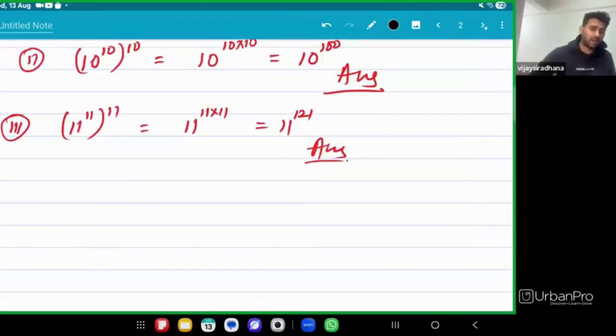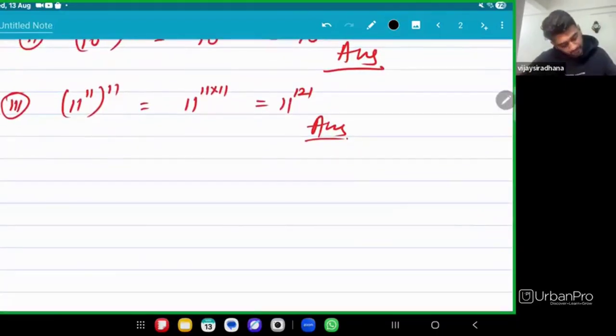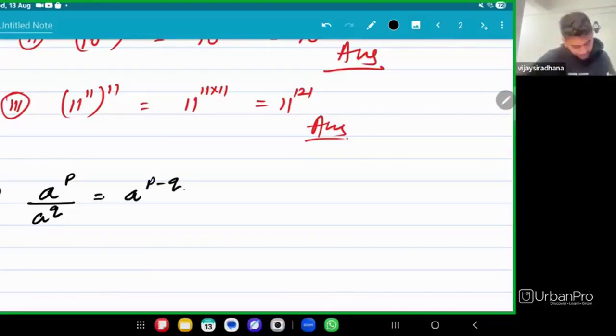Coming to the next law of exponent, which is the third one. Suppose it is given that there is a number which is a to the power of p divided by a to the power of q. Then we should write this as a to the power of p minus q.